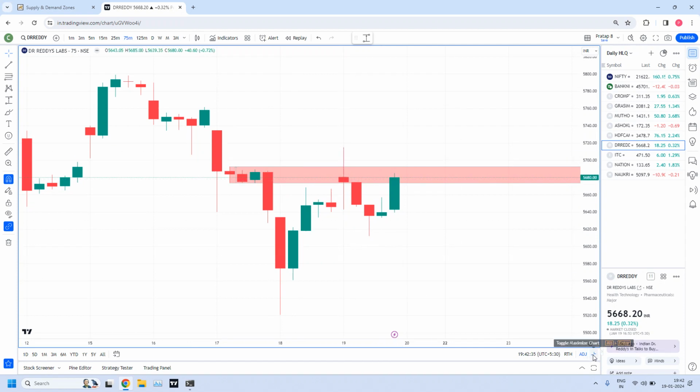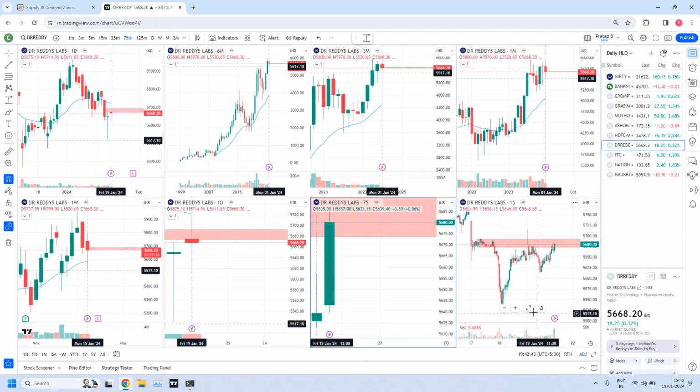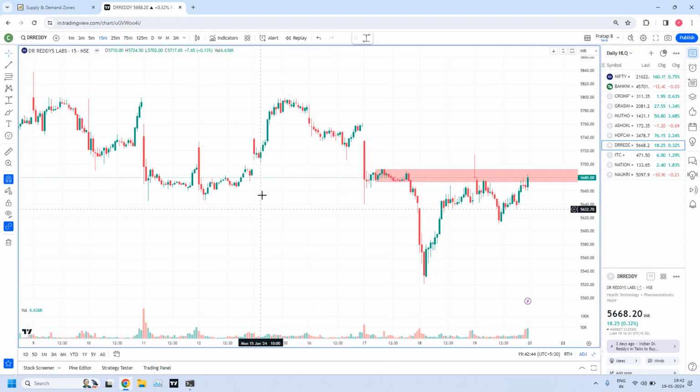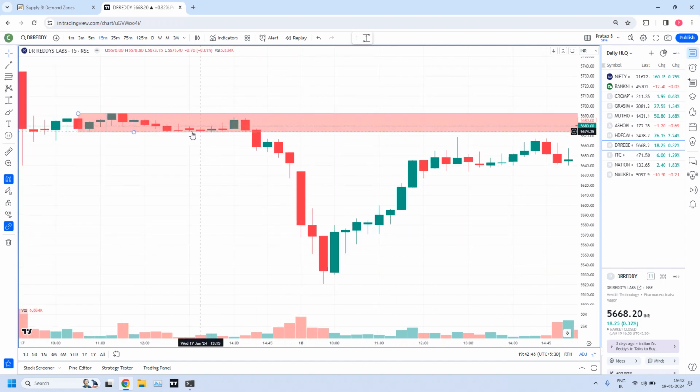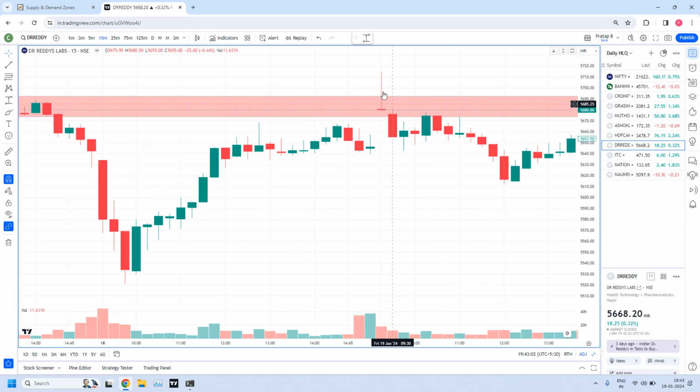The reason is, look into the 15 minutes. See, I didn't even fine tune this zone. When I wanted to fine tune in 15 minutes, the 15 minute candle structure will tell you this zone will be violated. See all these base candles: 1, 2, 3, 4, 5, 6, 7, 8, 9, 10, 11. Now the drop candle. So easily this zone will be violated. That is what happened.